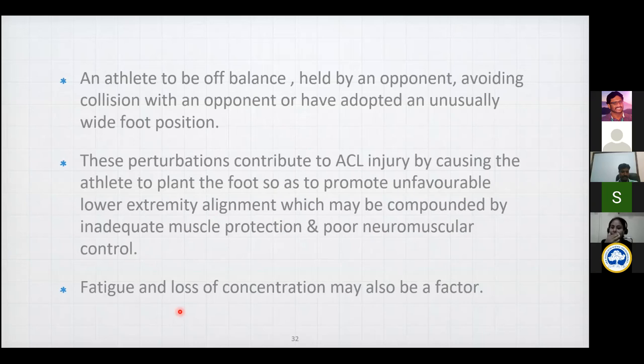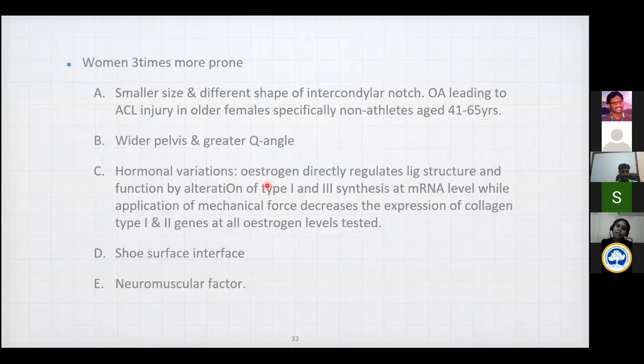So, as we have seen in the previous presentation that we had seen yesterday evening, adequate rest, adequate nutrition, adequate recovery is important. If a player is continuously playing few matches and there is more stress, mental as well as physical, there is not adequate recovery, then there is fatigue and loss of concentration during the match. Women are seen to be more prone, 3 times more prone than men.